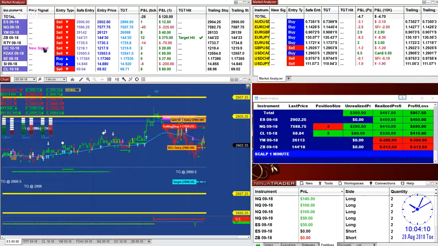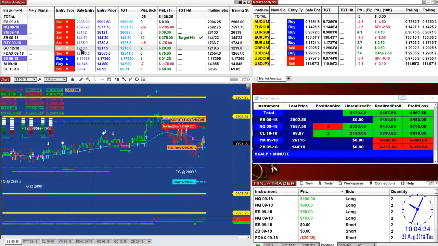Now we have a new signal on the gold, and you can see the direction is short. The entry is 1217.9, and your target is 1216. You can see it immediately here, and a sound comes with it, but I hate sound all day long, so I do not use sounds. But this is the new entry on the gold.